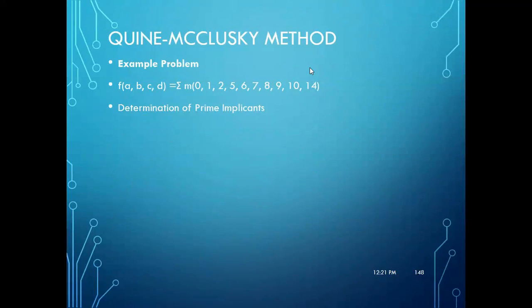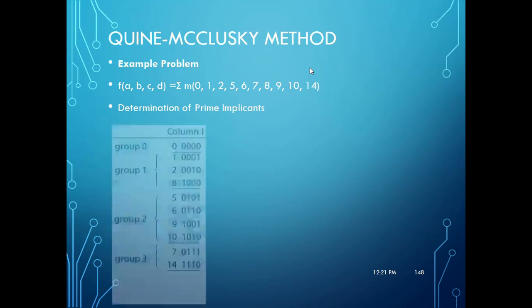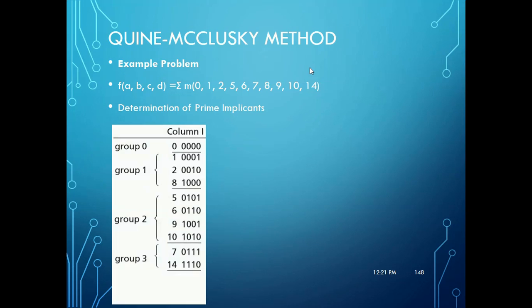So let us solve another problem, an example problem given in your textbook. F of a, b, c, d is equal to the summation of min terms 0 1 2 5 6 7 8 9 10 14. This is the determination of prime implicants method. They will give you a problem with a summation of min terms, and you have to group the min terms based on the number of ones in each min term. Here it is already grouped.